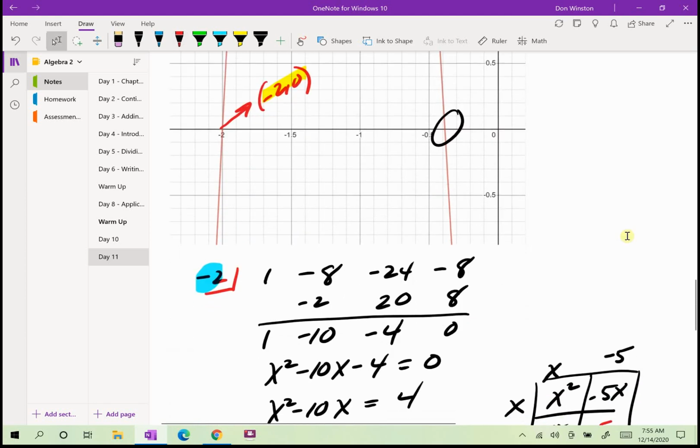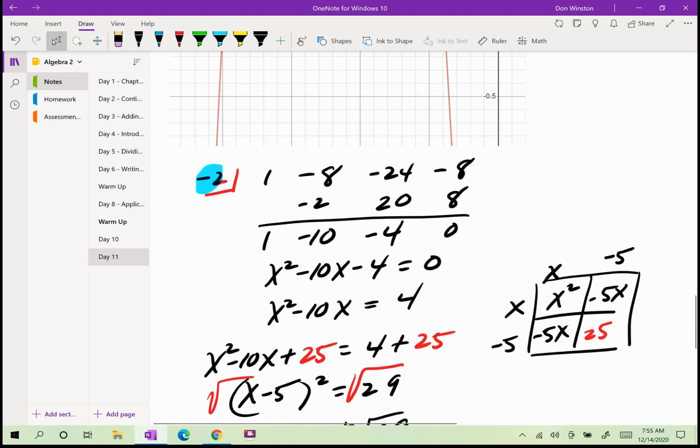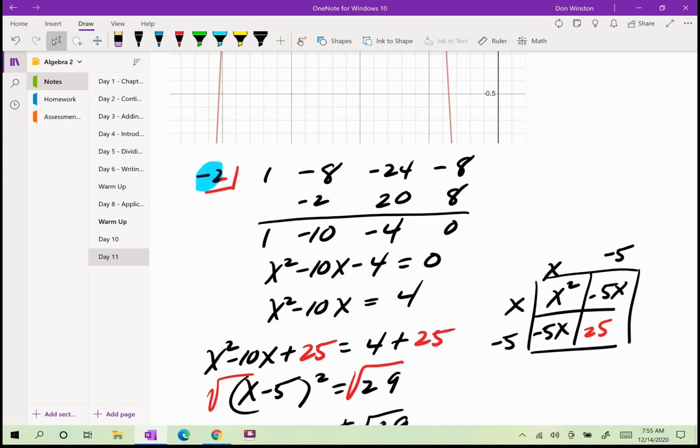So 1, negative 8, negative 24, negative 8. And then I use synthetic division. So negative 2 times 1 is negative 2, negative 8 plus negative 2 is negative 10. Negative 2 times negative 10 is 20. Negative 24 plus 20 is negative 4. And then negative 2 times negative 8 is 8, and negative 8 plus 8 is 0.